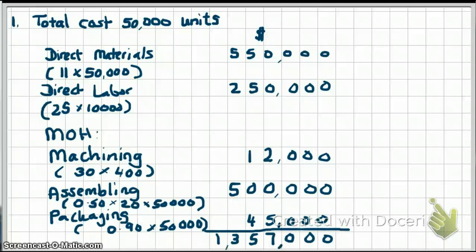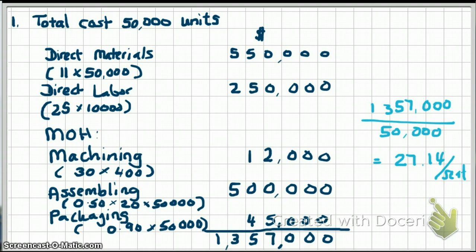Therefore, your total job cost is $1,357,000. They also want to know what the average cost per seat is. The average cost is $1,357,000 divided by the 50,000 seats that you manufactured, giving you $27.14 per seat.